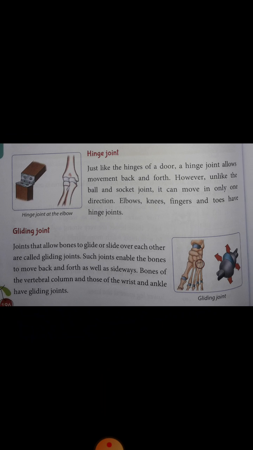Hinge joint is a bone joint in which the articular surfaces are molded to each other in such a manner as to permit motion only in one plane.